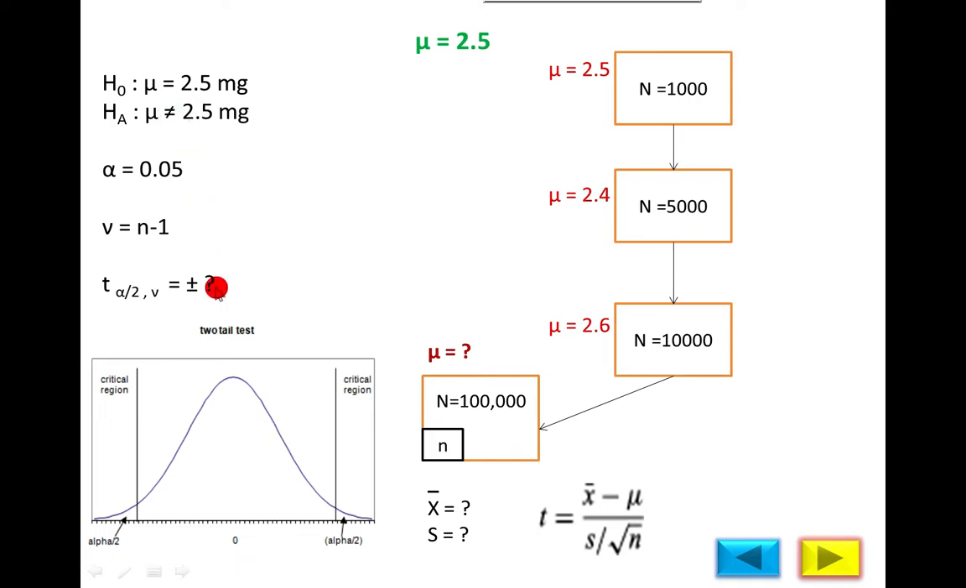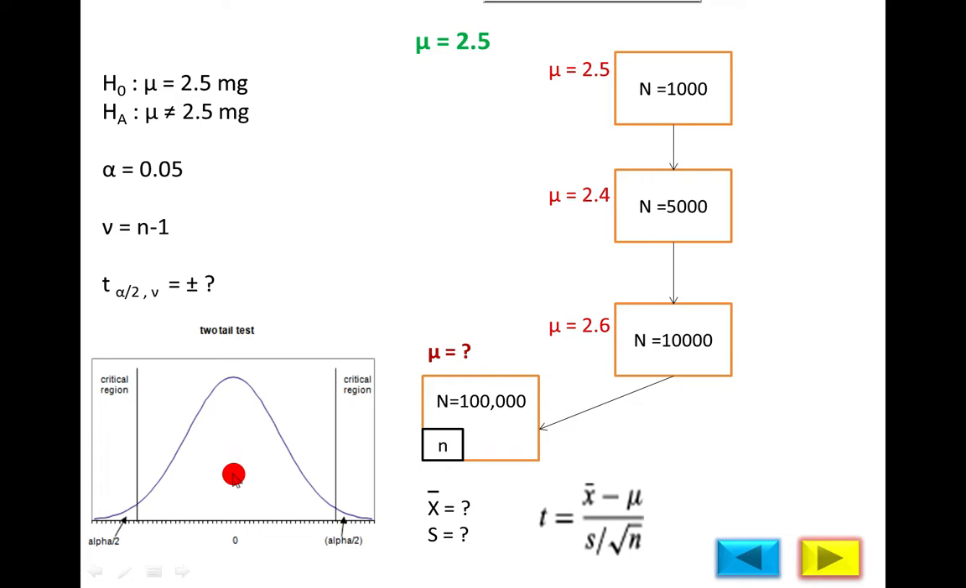For not equal to, the value will be positive in the table, but we will write the same value with positive and negative signs. The negative value will be on the left hand side and the positive on the right hand side. We check whether this calculated t value lies in the acceptance region or rejected region. If the calculated t value, the observed result, lies in the acceptance region, meaning between this value and this value, then we will accept the null hypothesis.